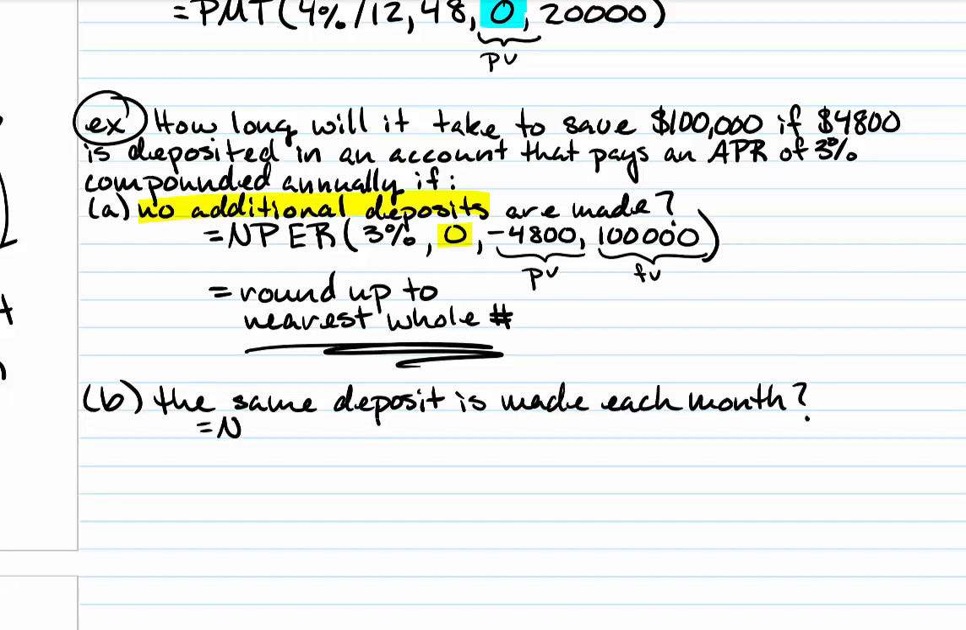Second part of that question is, what if the same deposit is made each month? Well, then we're still using the nper function. So same function, so we're still using the 3%, but now we have a payment. So I'm not going to have a 0 there anymore. I'm going to have a negative amount because it's coming out of my pocket, so negative 4,800. I don't have any present value yet, and again, we're working towards that goal of $100,000. You'll get there a whole lot faster if you're making monthly deposits.